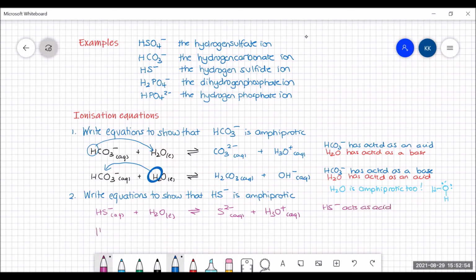And in the other equation, we're going to show it acting as a base. So this time it's going to accept a proton, which means we will make H2S, hydrogen sulfide, and a hydroxide ion. And in this case, HS- acts as a base. Did you get that one? Well done.